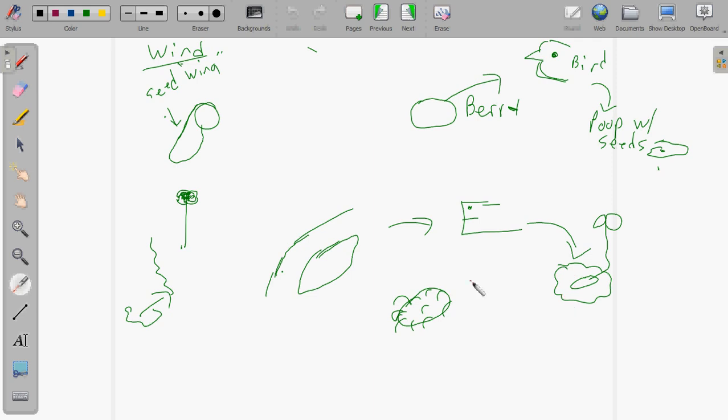Okay. And then also there are seeds that have little hooks on them, like sandburrs. And so when an animal walks past the plant, the seeds get stuck to the animal until the animal walks away and eventually the seed falls off and it grows in a new place.